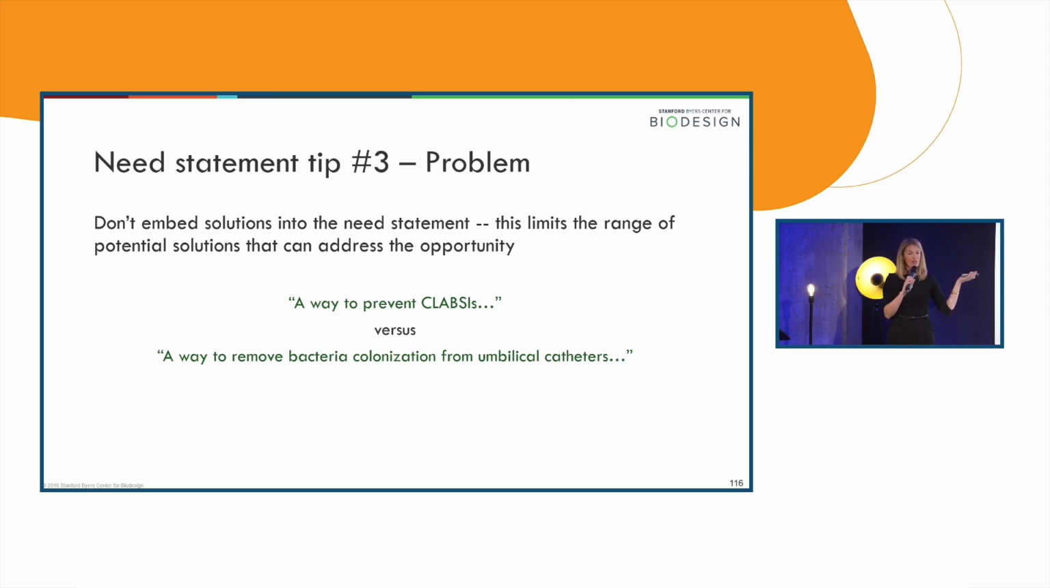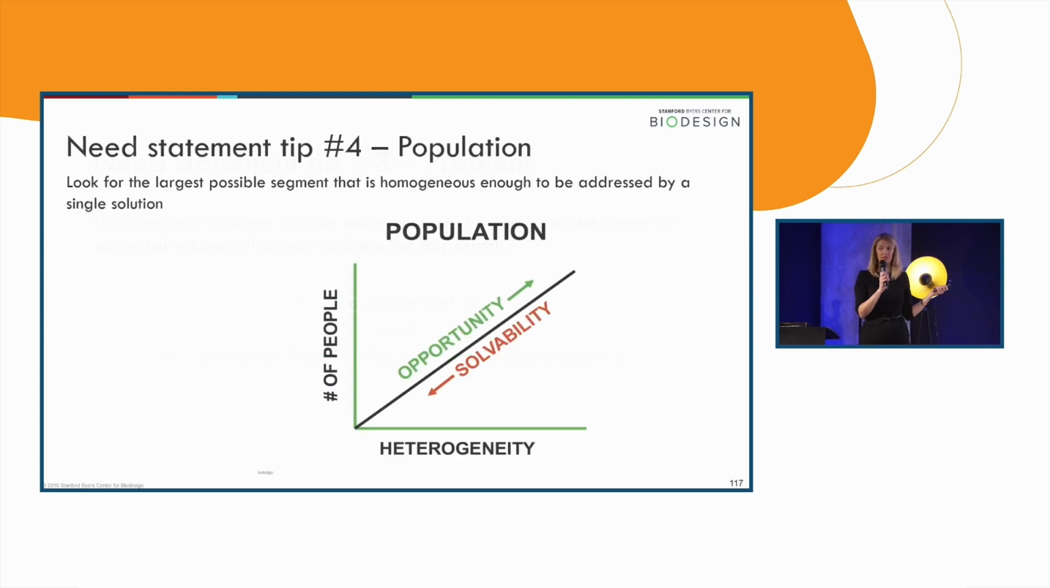So "a way to prevent CLABSIs," okay, we're not all thinking of the same thing. Versus "a way to remove bacteria colonization from umbilical catheters." That's like, okay, so we're thinking about how do we scrub that? How do we do that? That's probably something mechanical. We're not thinking about a digital solution. We're not thinking about a biologic necessarily. And it makes you start to think about a solution. Make sense? Okay.